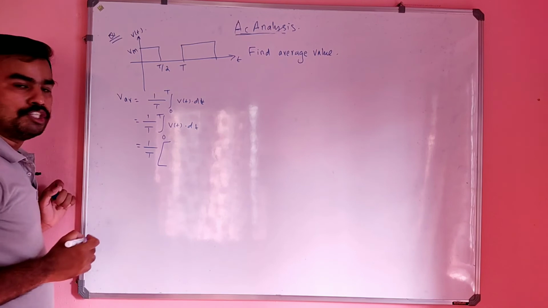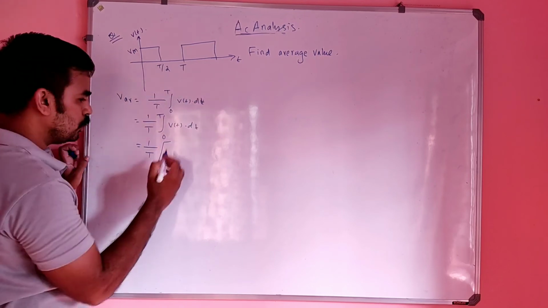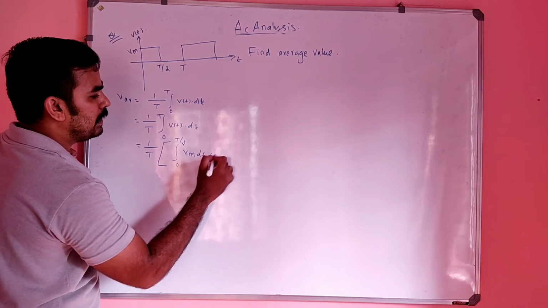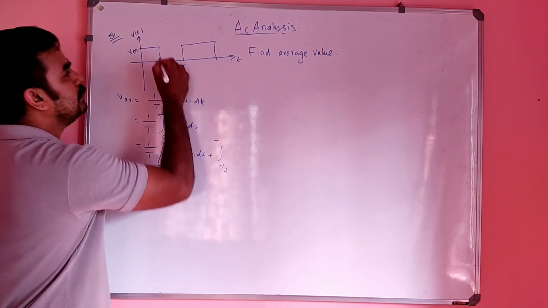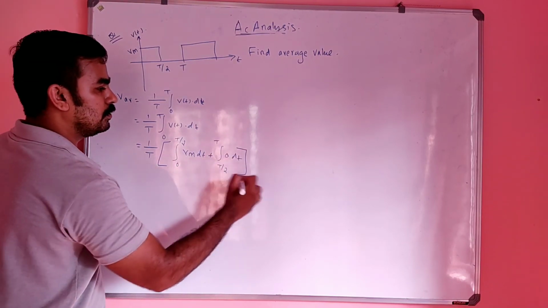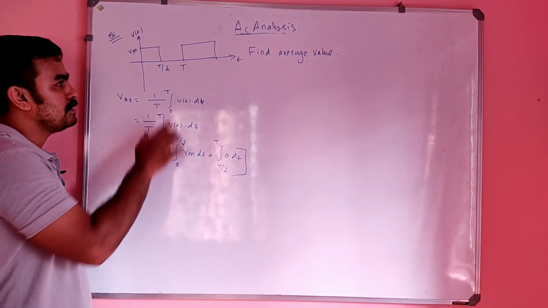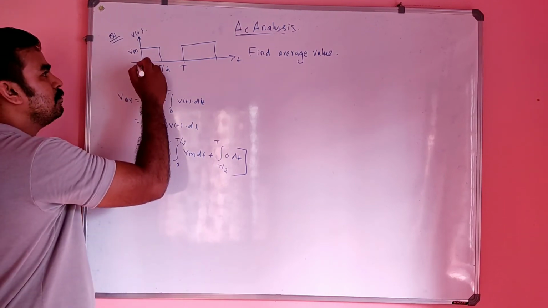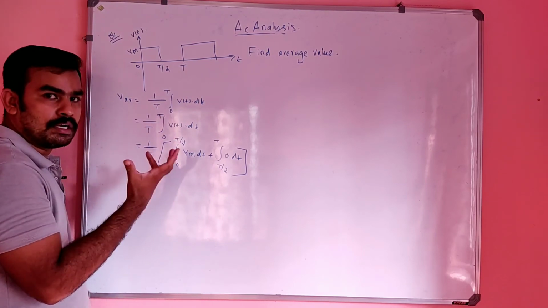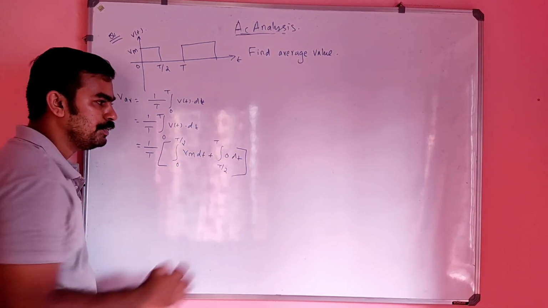The integration I can split: from 0 to T by 2 it is Vm, and from T by 2 to T it is nothing, it is 0. So I can split the integration as 0 to T by 2 Vm dt plus T by 2 to T 0 dt. 1 by T, the total time period, is common, so it can be taken outside.